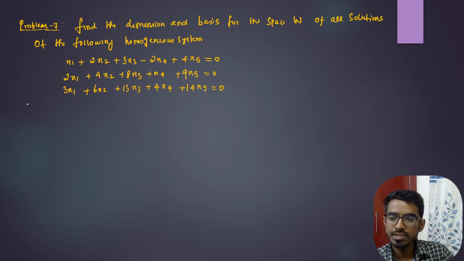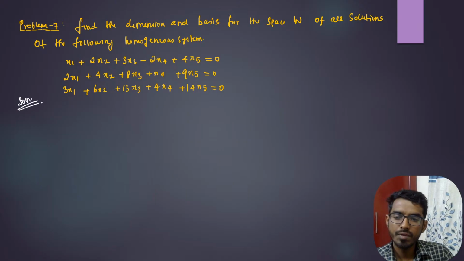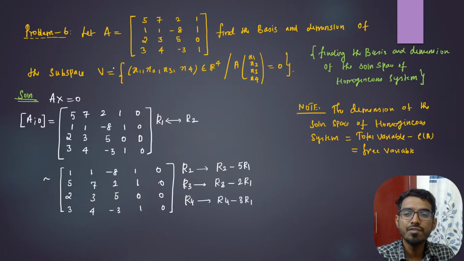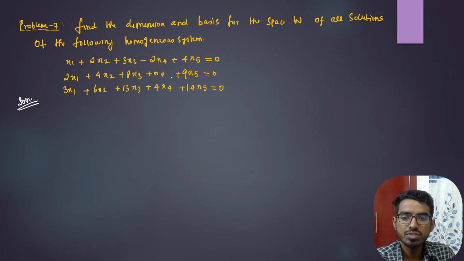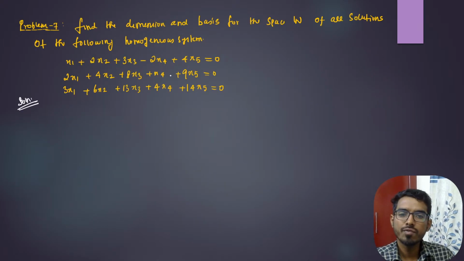See, this is the same as the previous problem, right? In the previous problem they haven't explicitly said to find the dimension and basis for a homogeneous system, but it is the same thing. They have just given you the equation format. If you multiply A with x1, x2, x3, x4, you will have the equations, right? They have given it in equations form. So we need to find the basis and dimension for the solution space of the following homogeneous system.